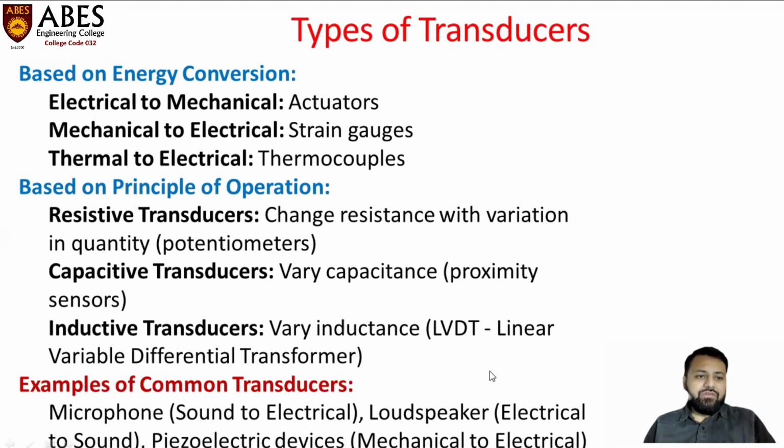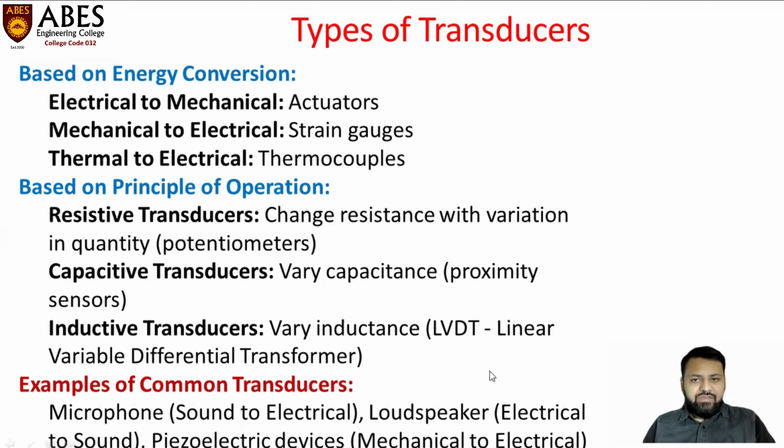Then we can also say that based on the conversion of energy, a transducer can convert mechanical to electrical, like strain gauges. We apply some force, it will deform the metal, and we can measure the change in the electric resistance of the particular strain gauge. And the third one is thermal to electrical, like thermocouples, which can convert the temperature into an electrical signal.